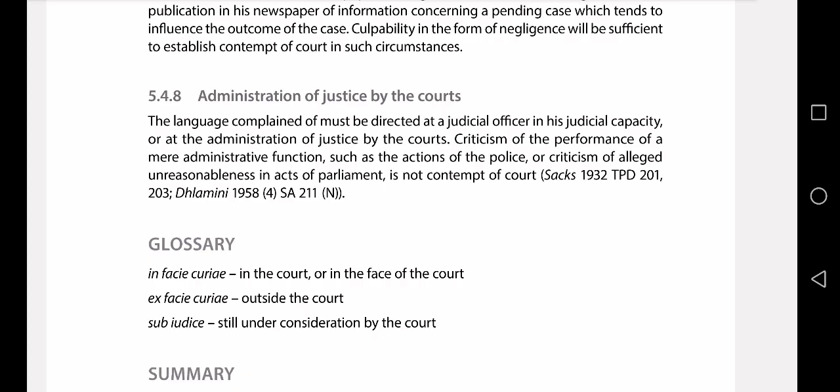Glossary. In facie curiae: in court, or in the face of the court. Ex facie curiae: outside the court. Sub judice: still under consideration by the court. Summary.